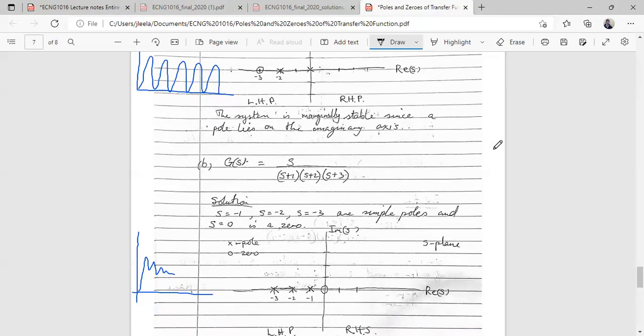Part B. S over S plus 1 into S plus 2 into S plus 3. So you have a pole at minus 1, a pole at minus 2, and a pole at minus 3. Three simple poles. And you have a 0 at S equals 0.